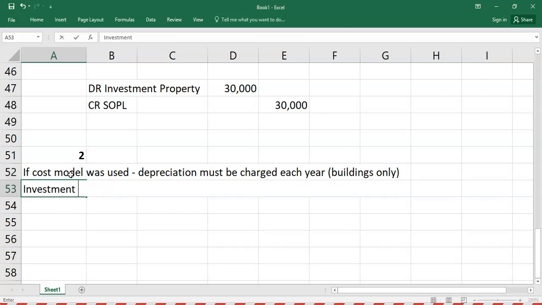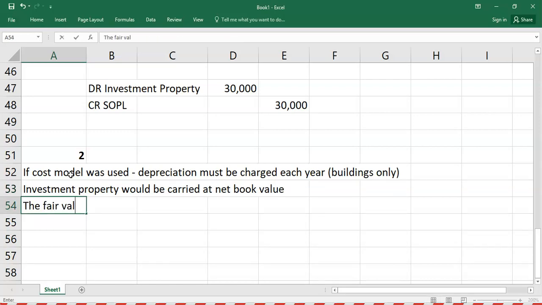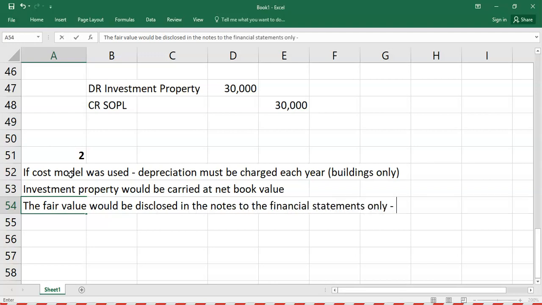The investment property would be carried at net book value. The fair value would be disclosed in the notes to the financial statements only. No adjustment for it. So that's the key thing we're looking for here, is if the cost model was used in IAS 40, then you would have to charge depreciation each year.